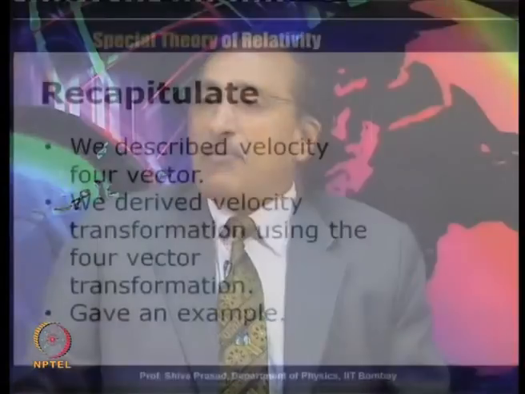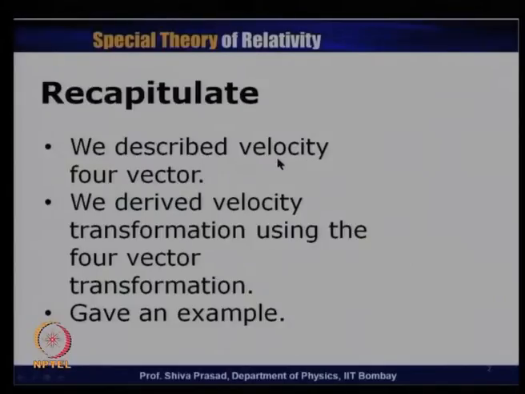And then we also took one example and showed how to construct a velocity 4 vector, and also showed that once the same particle is looked at by another observer in a different frame, how this velocity 4 vector will transform using the standard transformation equation. So, this is the recapitulation of what we had done. We described the velocity 4 vector, then eventually we also derived the velocity transformation using the velocity 4 vector, and then we gave an example.